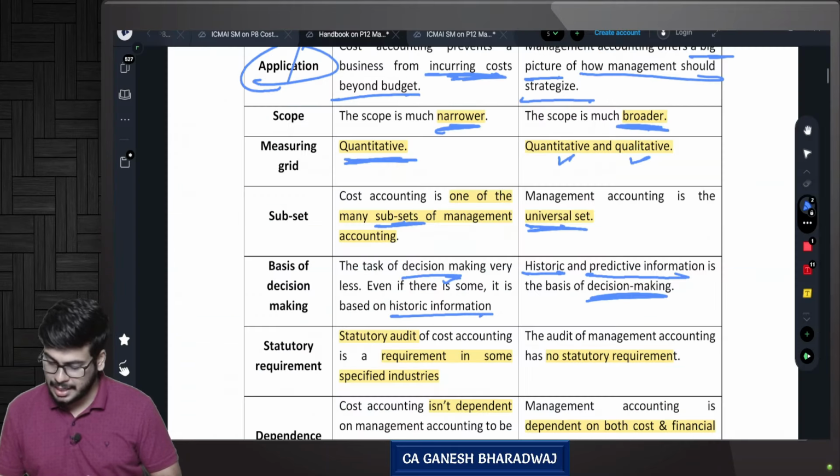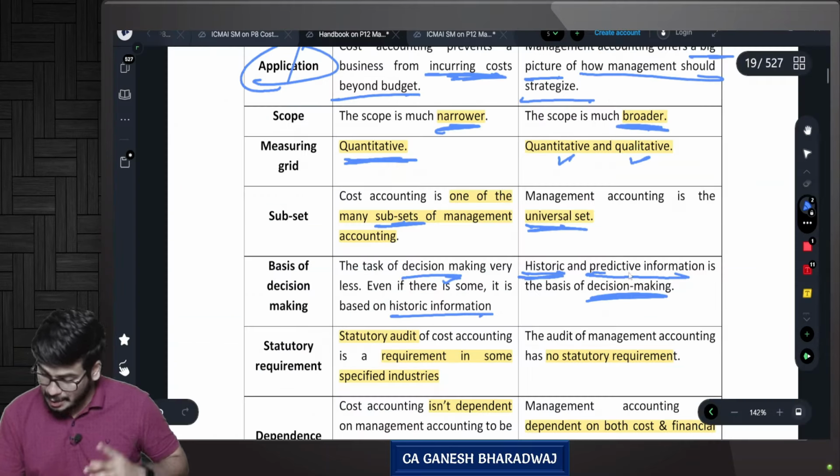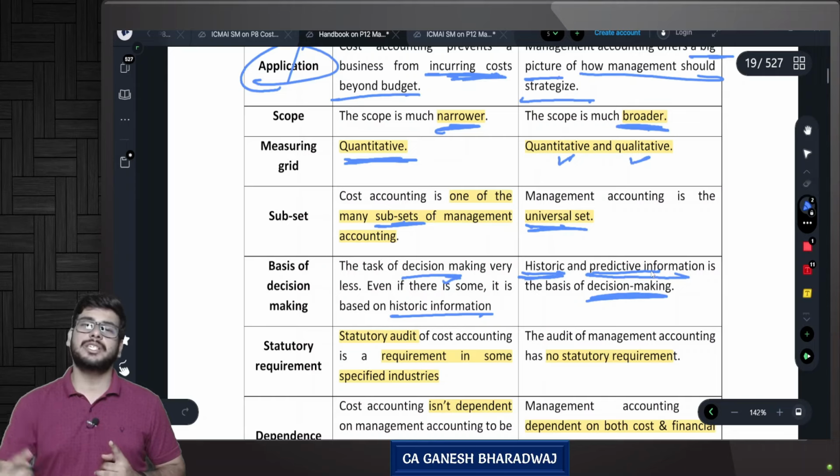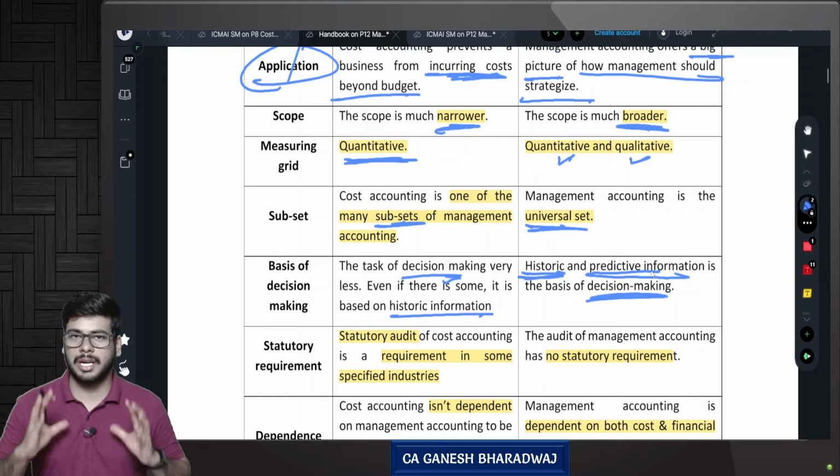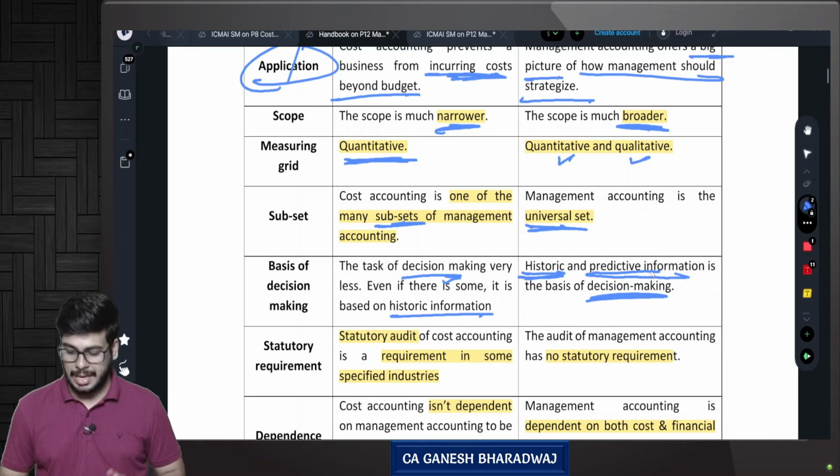That's why they are saying here, look at this, historic and predictive information is the basis for management decision making. See how practically we are learning it. That's the way to learn. Please don't mug up anything.